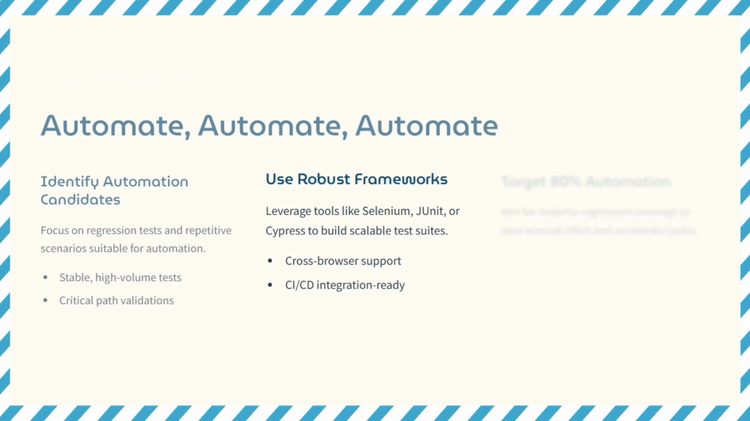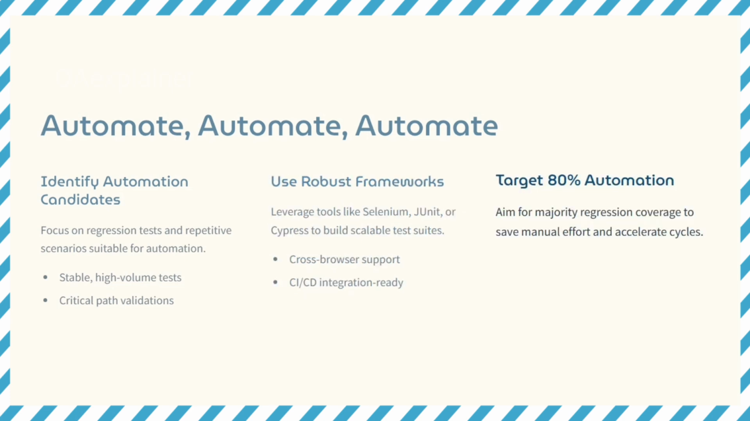Through those tools we can run different kinds of test suites. We get cross-browser support, CI/CD integration support, and many other things that come with that particular framework. Our target should be 80% automation. If we automate the majority of regression coverage, it saves manual effort and accelerates the release cycle. That's why targeting 80% automation coverage will always be helpful for us as QA.